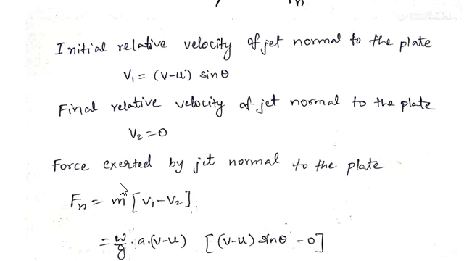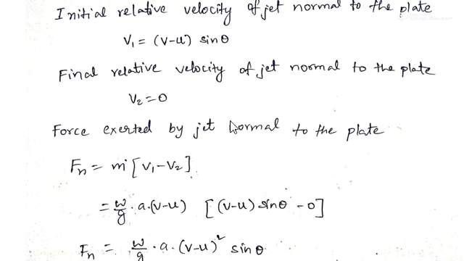Here we are writing the force exerted by the jet normal to the plate, Fn. From the basics we can write the force exerted by the jet on the plate as m dot into v1 minus v2, where v1 is the initial relative velocity normal to the plate and v2 is the final relative velocity normal to the plate. So Fn is m dot into v1 minus v2. We have seen m dot is w by g into a into v minus u, and v1 is v minus u into sin theta, v2 is 0.